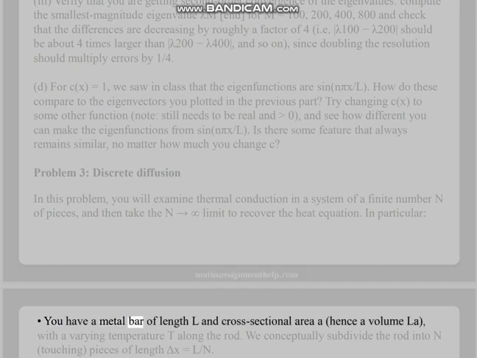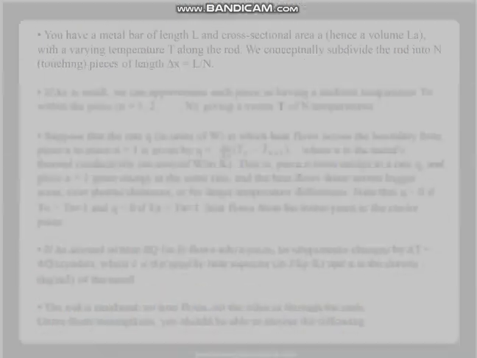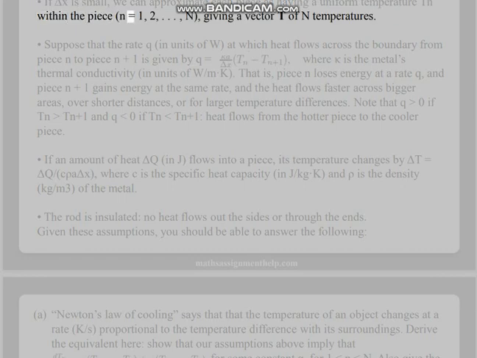You have a metal bar of length L and cross-sectional area A, hence a volume LA, with a varying temperature T(x) along the rod. We conceptually subdivide the rod into n touching pieces of length delta x equals L / n. If delta x is small, we can approximate each piece as having a uniform temperature T_n within the piece, n equals 1, 2, ..., n, giving a vector T of n temperatures.